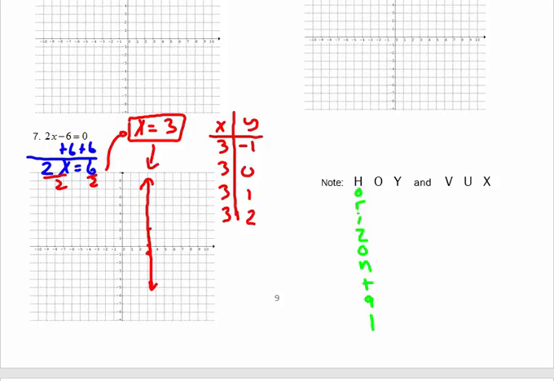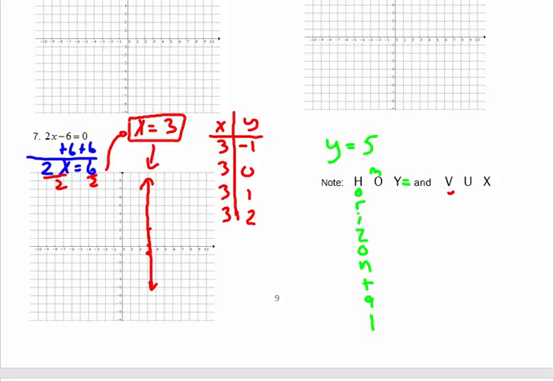So anytime you have HOY, you'll have a horizontal line. We're going to talk about the slope. The slope is going to be 0, and it's going to be in the form of y equals. So anytime you see just y equaling a number, you're going to have a horizontal line, the slope will be 0, and it has to be in the form of y equals.